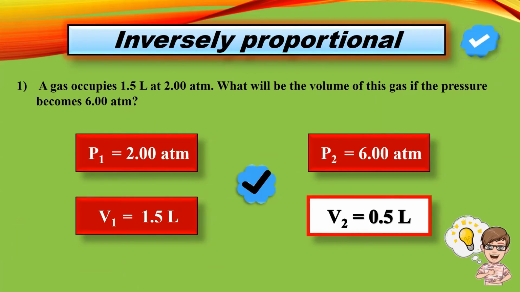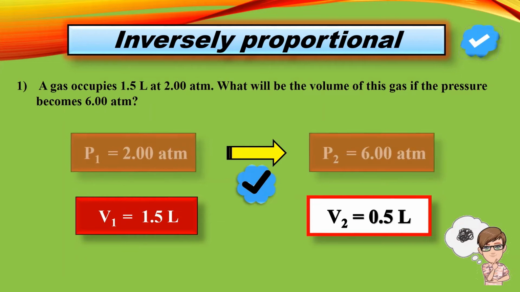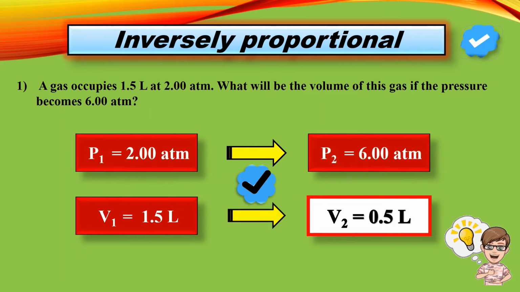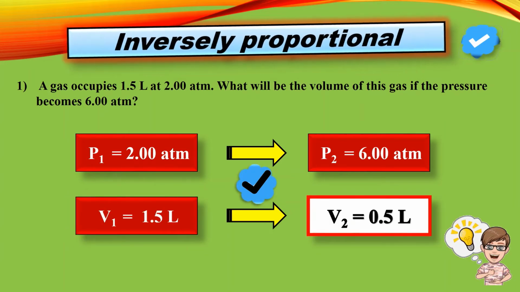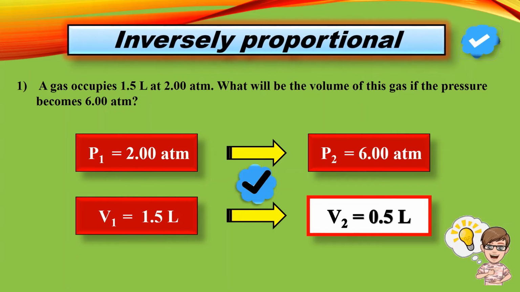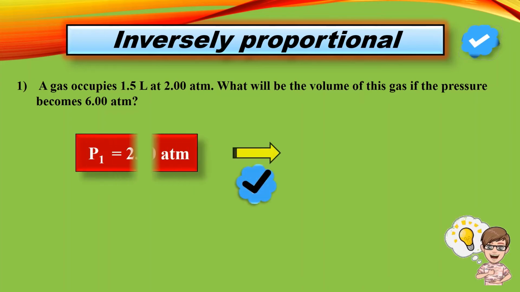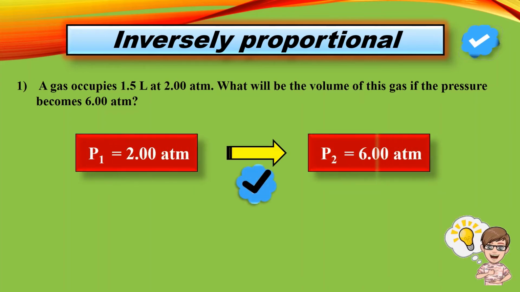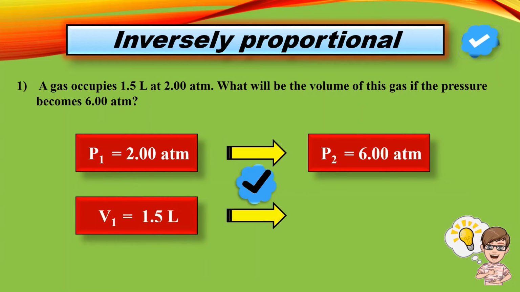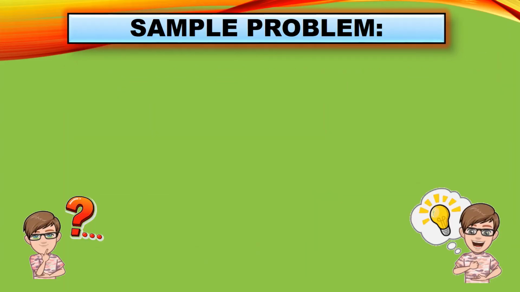As you notice in this sample problem, the value of pressure is increasing, while the value of volume is decreasing. Thus, the pressure and volume are inversely proportional. When we say inversely proportional, it has an opposite effect. For example, the amount of pressure increases while the amount of volume decreases, and vice versa.